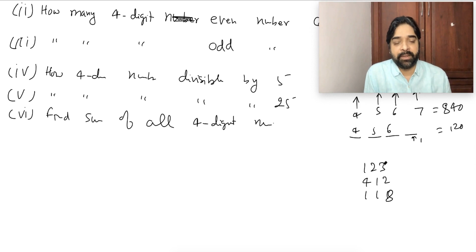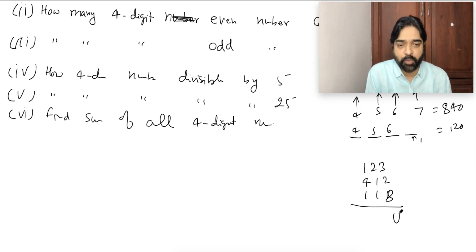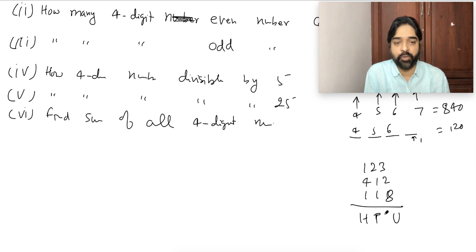Any number, if you have to find the sum, first we add all the digits in the unit place. Then all the digits in the 10th place. Then all the digits in the 100th place. Suppose the sum of all the unit place digits is U, the sum of all the 10th place digits is T, and the sum of all the 100th place digits is H. I'm not putting the value. I know the U value, T value, H value. Are you getting my point?